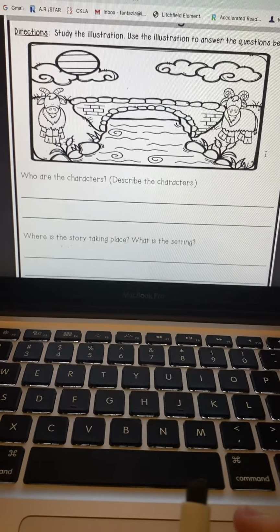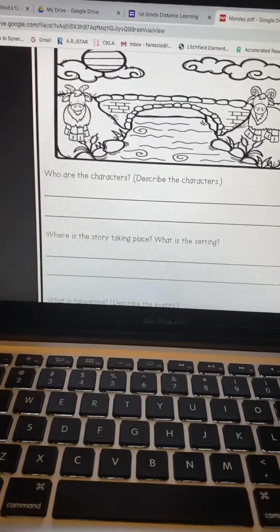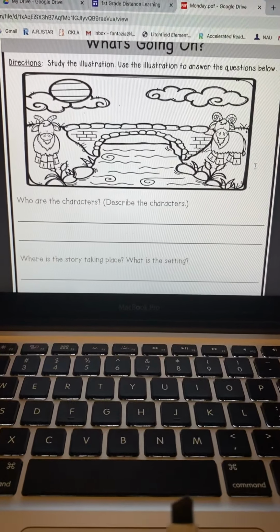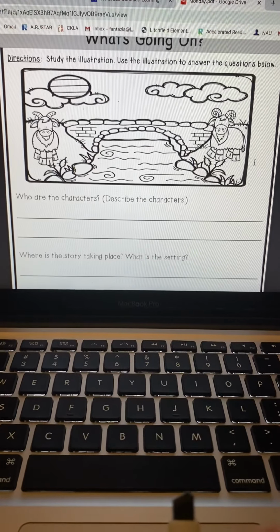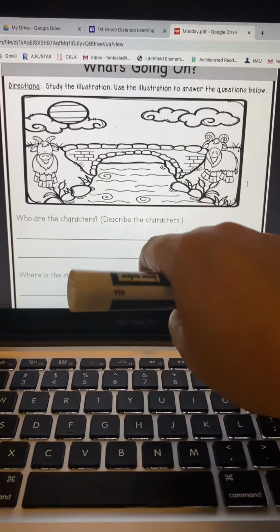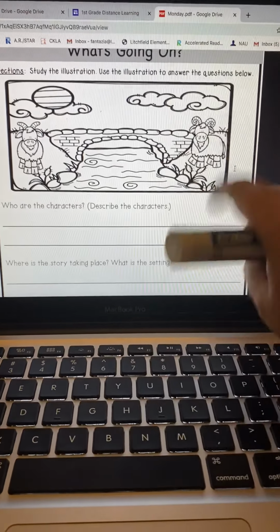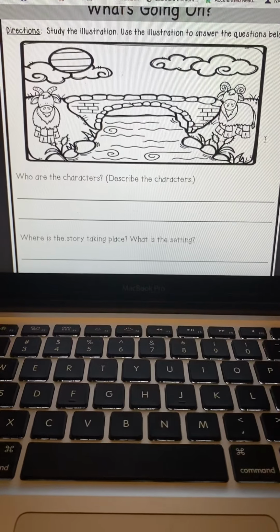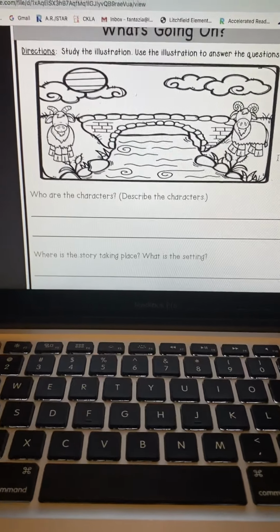Number 2, where's the story taking place? What is the setting? It's the same question. Where does it take place is the same thing as the setting. So let's look at our picture again. It doesn't look like they're inside. I know they're outside because we see a sun, we see clouds, we see water and a bridge, some grass, and they're goats.